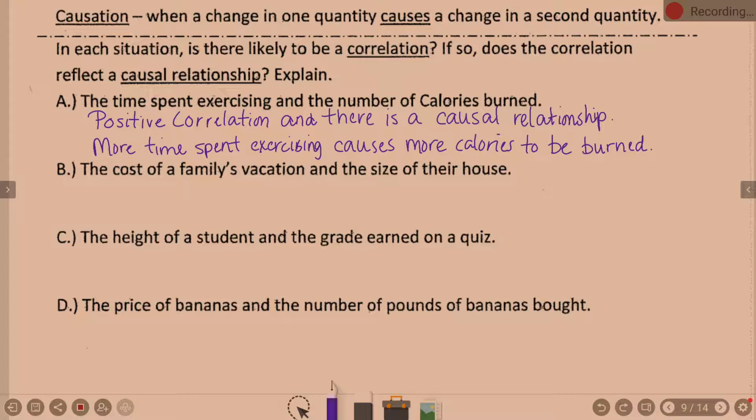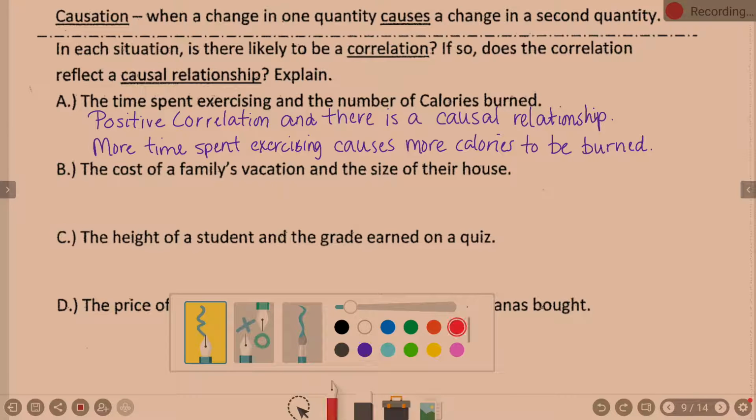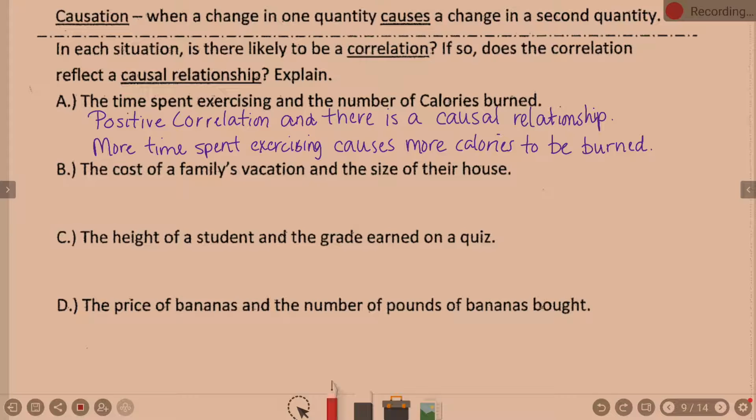Okay, ready to talk B? The cost of a family's vacation and the size of the house. Thoughts here? It's a different one, isn't it? So I'm looking for input from you guys so we can discuss it. Maybe the cost of the vacation goes up the bigger the house. Could that be possible?